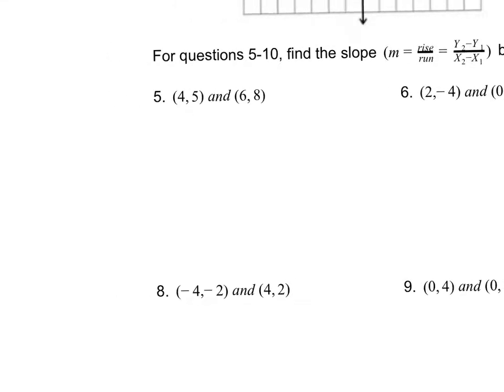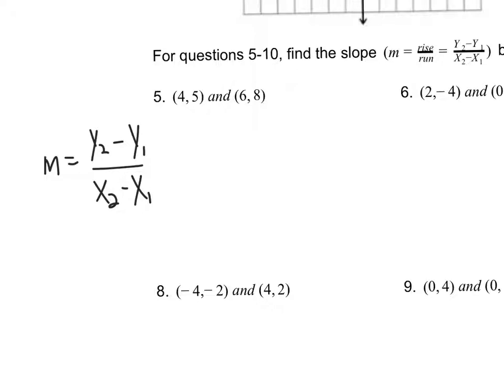So I have m equals y2 minus y1 divided by x2 minus x1. The reason these are named y2, y1, x2, x1 is we are given 4 different values. There's 4, 5, 6, and 8. And those are all going to go in a certain spot in this formula.